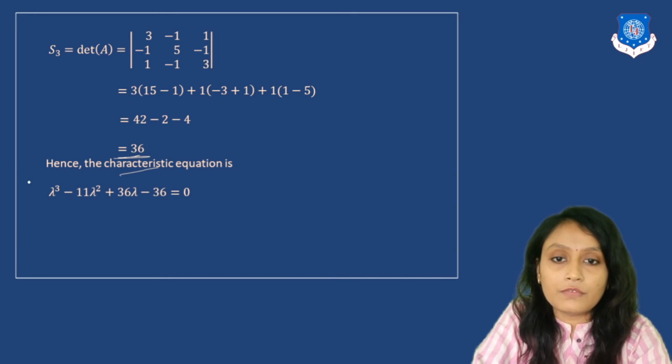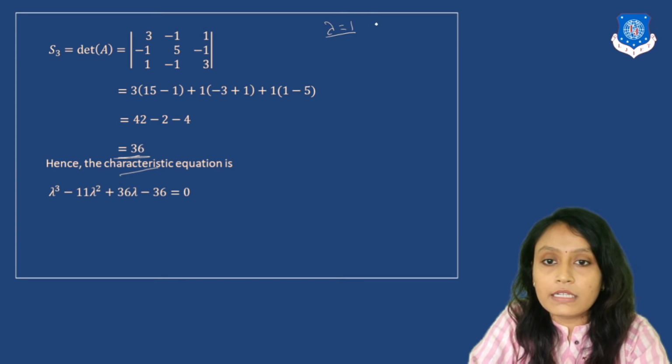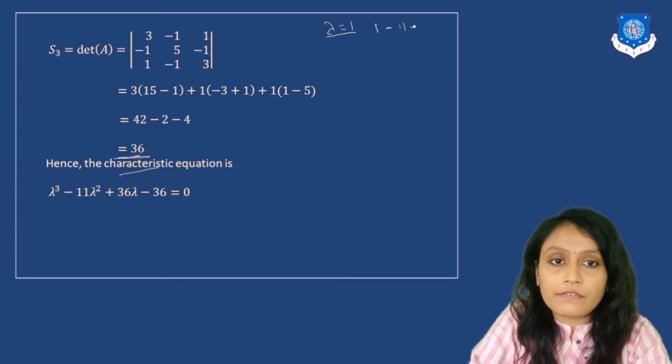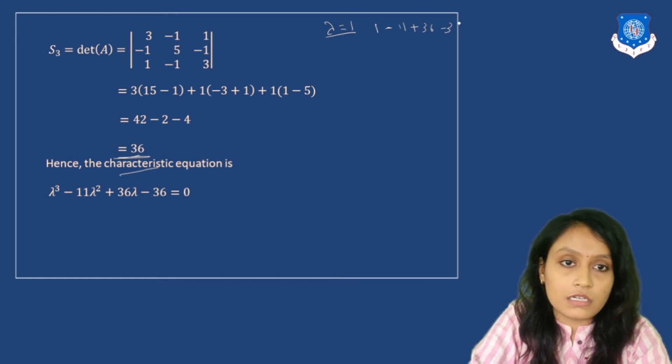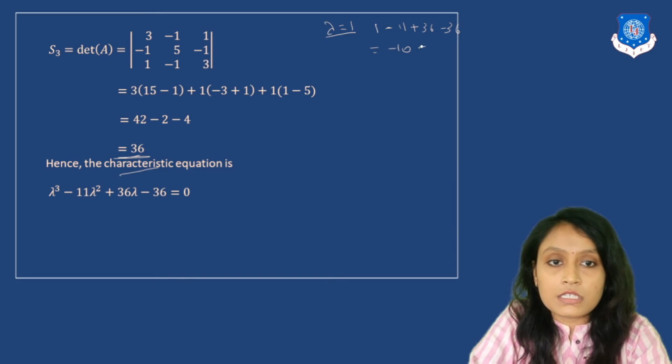Okay, so firstly what we will do, we will substitute the different values of lambda and we will check whether the answer is 0 or not. So let's begin with lambda is equal to 1. In this equation, just substitute 1 in place of lambda. So you will get here 1 minus 11 plus 36 minus 36, right? So this is minus 10, right? Which is not equal to 0. So 1 is not the root of this cubic equation. Okay, so we have to check for different lambda.